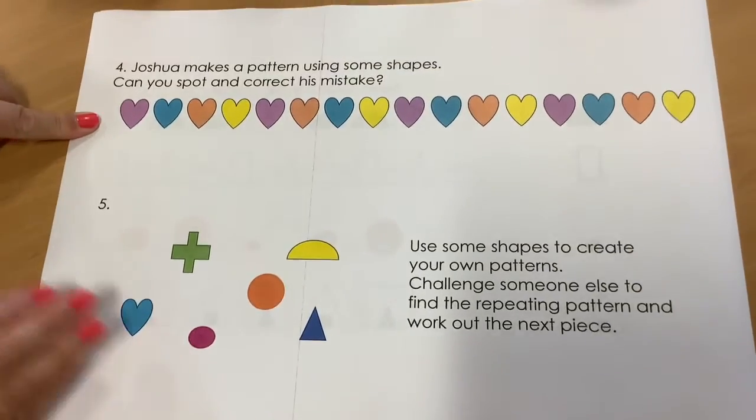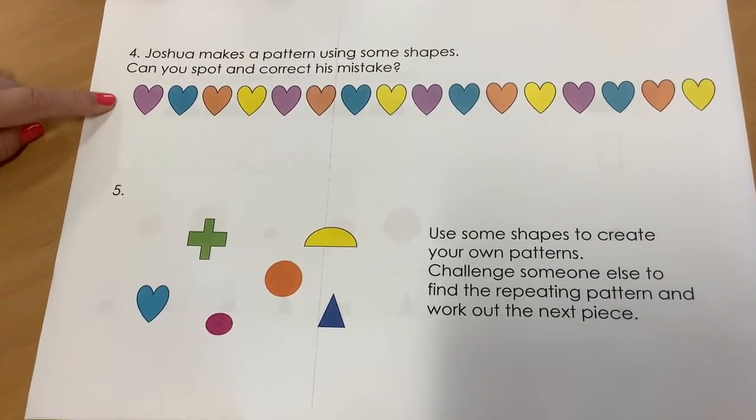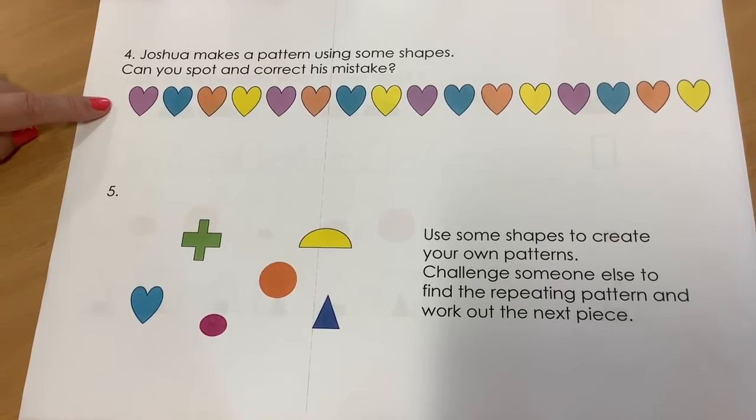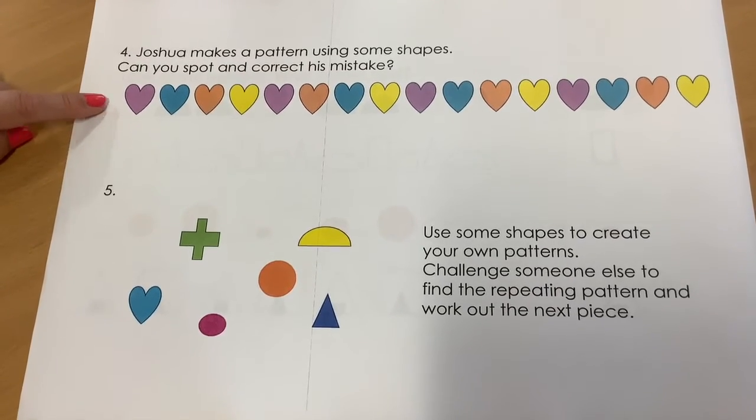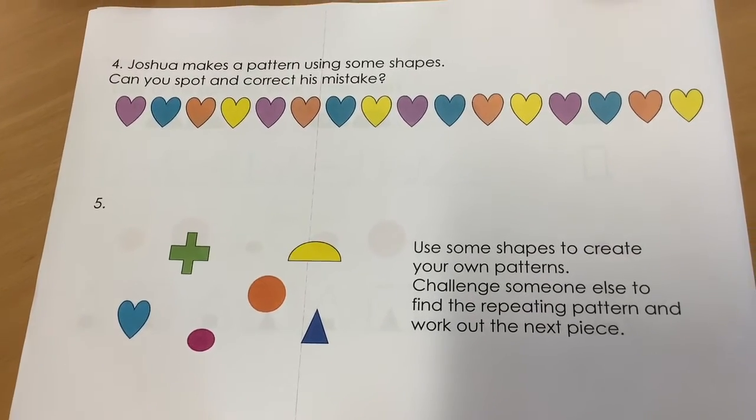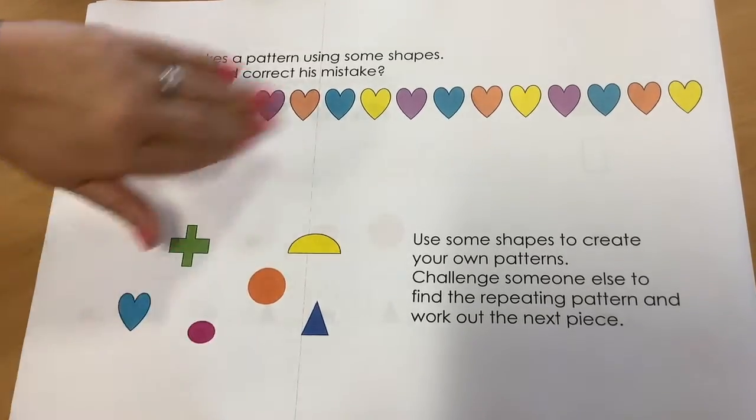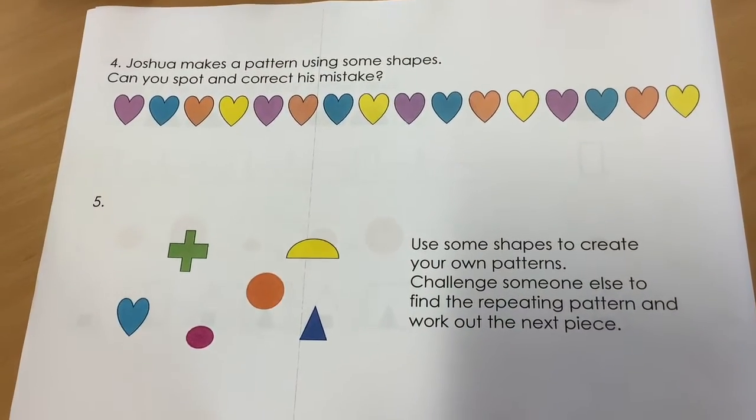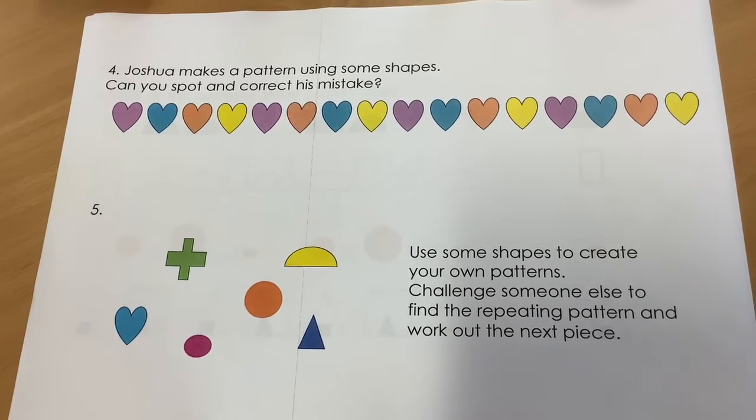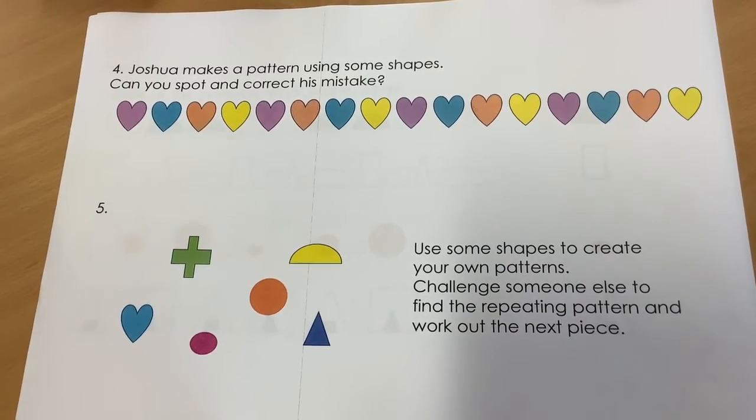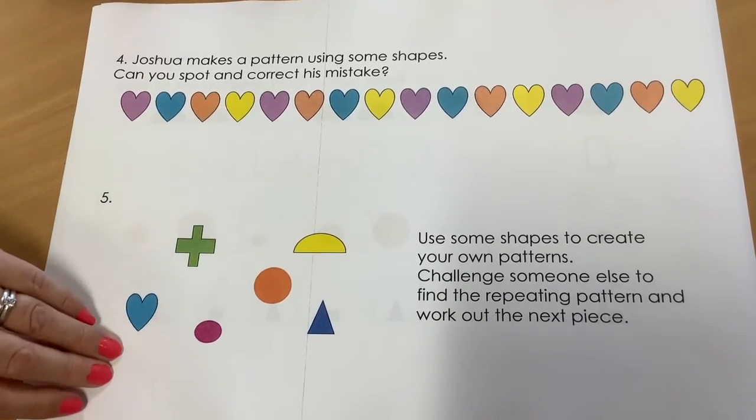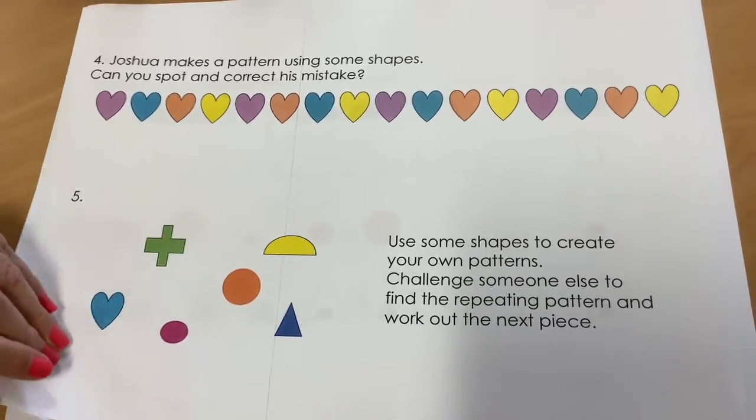Joshua has made a pattern using some shapes and colours. I would like you to spot his mistake and correct it. And then have a go at making some of your own patterns. I've just given you some suggestions for shapes and colours. You can use your own, whatever you want, and challenge someone at home or in your classroom to see if they can find the repeating pattern and work out what the next piece is.